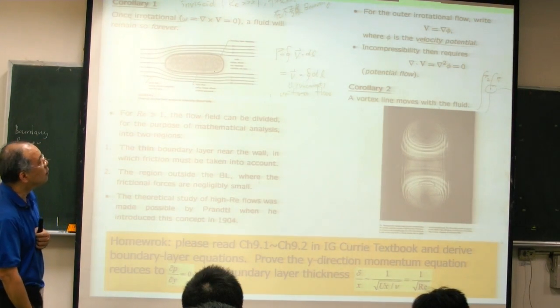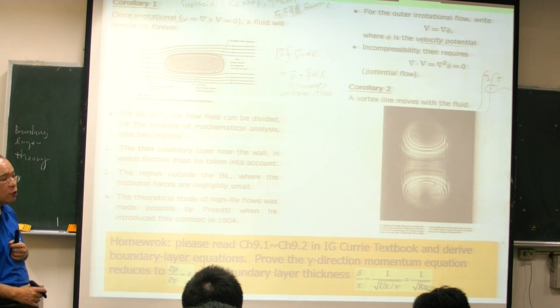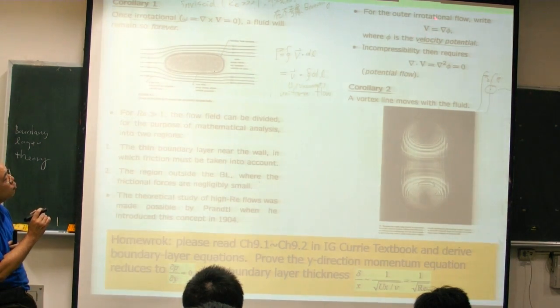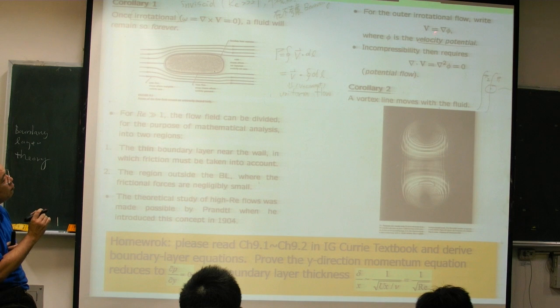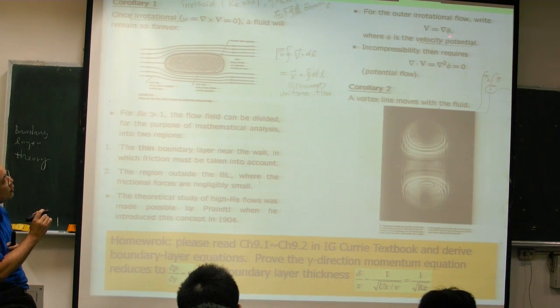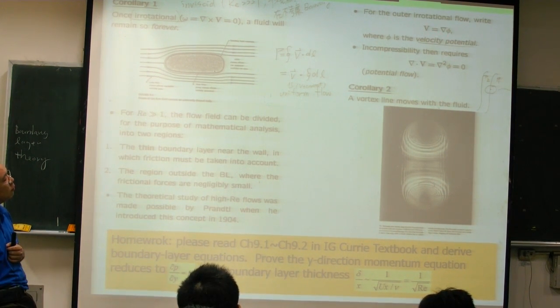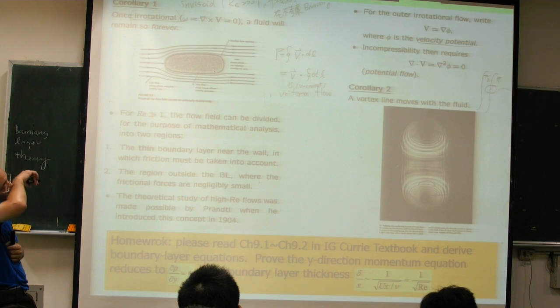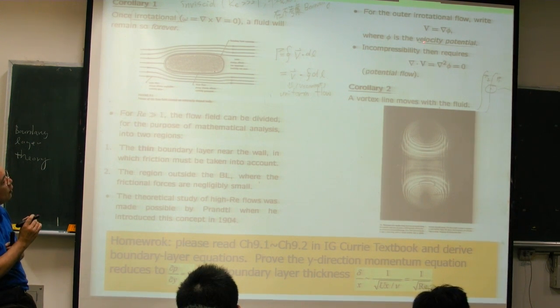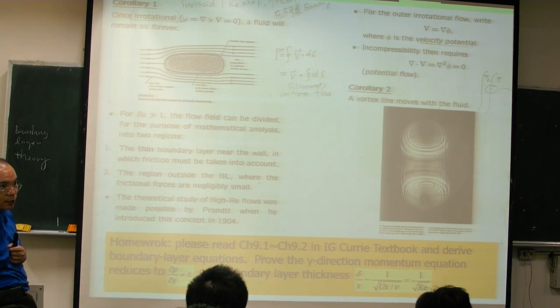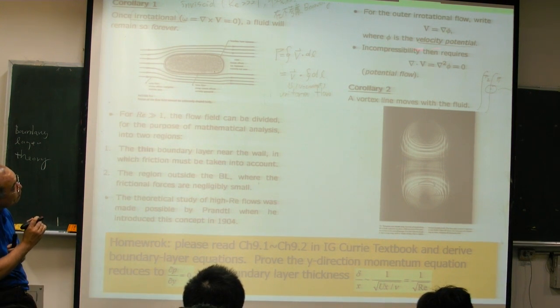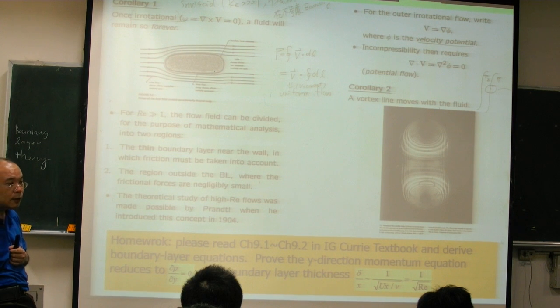Once you assume irrotational flow, we can assume our velocity field is a potential flow. So this is a potential field, and we call it the velocity potential. Velocity can be represented by the gradient of phi. Later in chapter 4, we will go into this. In the next chapter we will cover this.